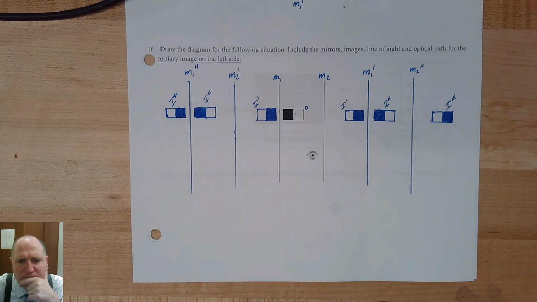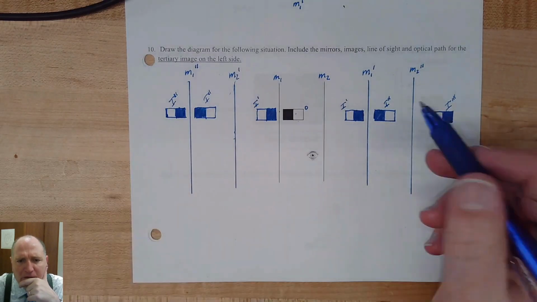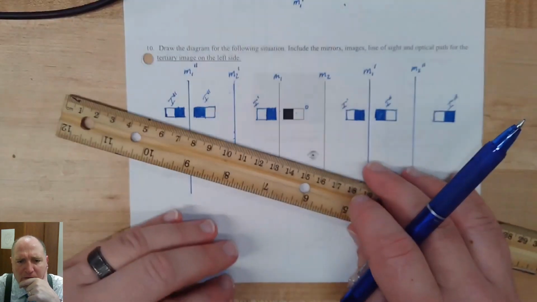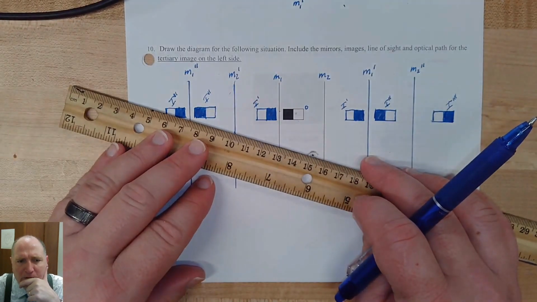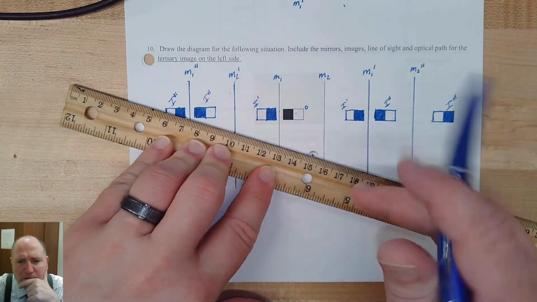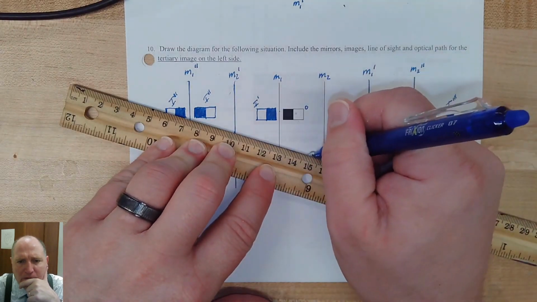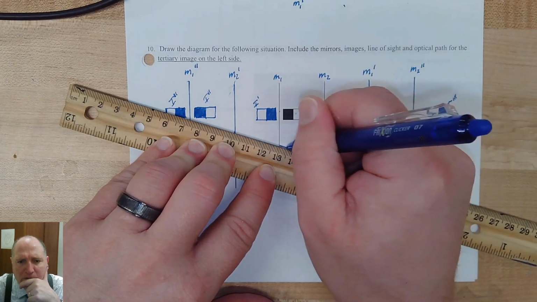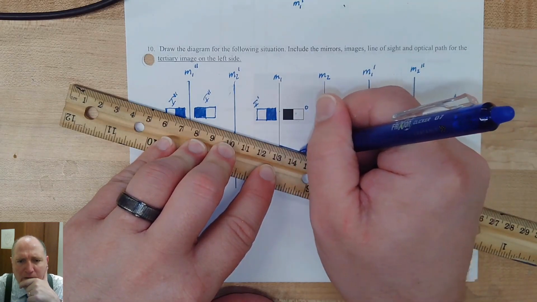That process is that we will start with the image we're looking at, the tertiary image on the left side. And we're going to draw our line of sight. With something like this, I just like to draw to the corner. We'll line our ruler up so that the eye and the corner of that object are all in alignment.